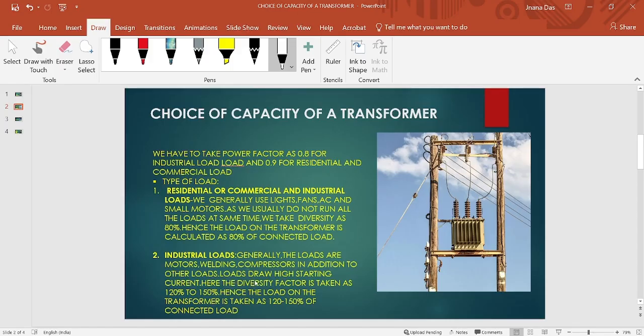Similarly, for industrial loads, generally the loads are motors, compressors, in addition to other loads. The loads draw high starting current, and here the diversity factor is taken as 120 to 150% of the connected load. Hence the load on the transformer is taken as 120 to 150% of the connected load.